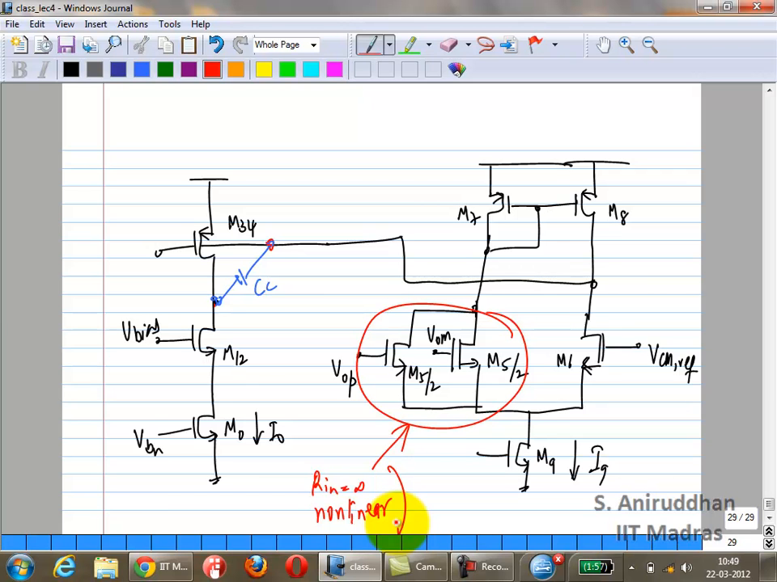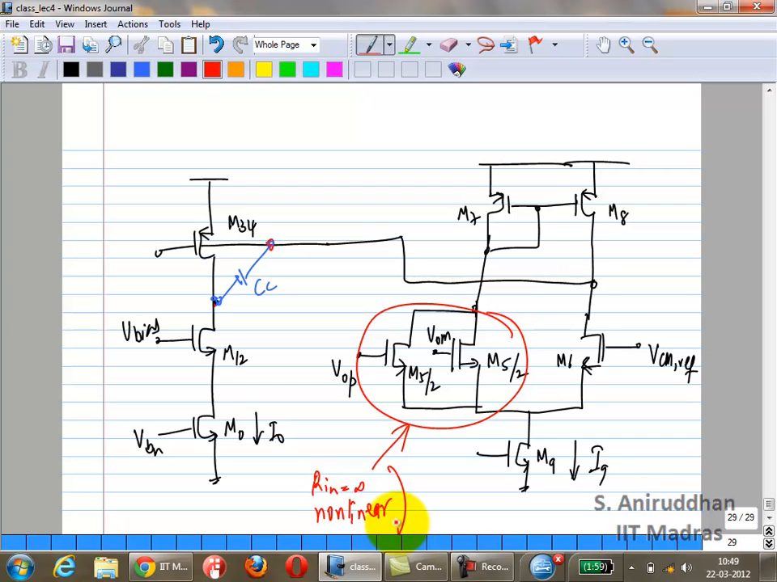Yeah. You could use this in a two-stage op amp. In a two-stage fully differential op amp, this can be used to set the common mode feedback of the first stage. Correct? Because the output of the first stage is not going to swing much.